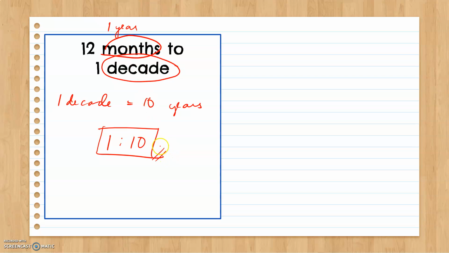Now, let's see if we will get the same answer if I convert 10 years into months. In 10 years, we have 120 months. So we'll have 12 is to 120, and if we simplify it, we will just get the same answer as 1 is to 10. So either of the 2 solutions will give us the same answer.